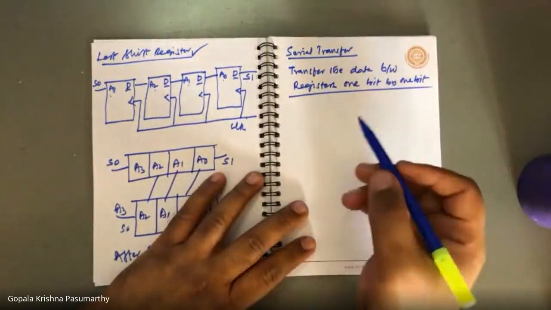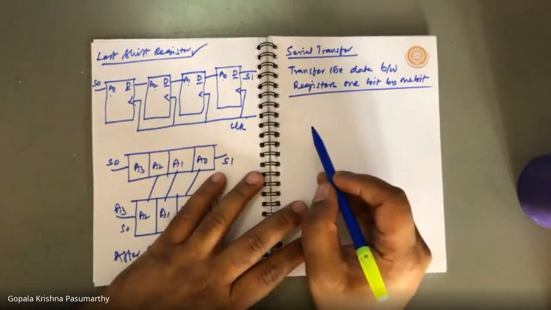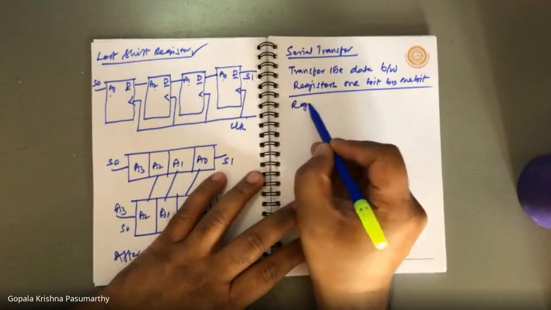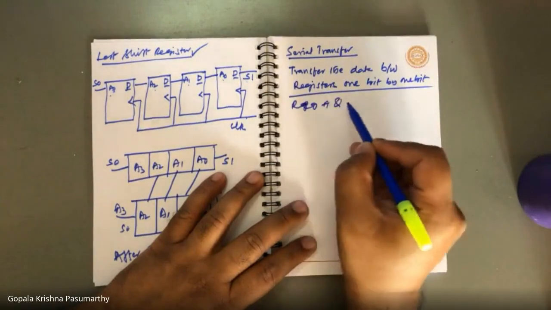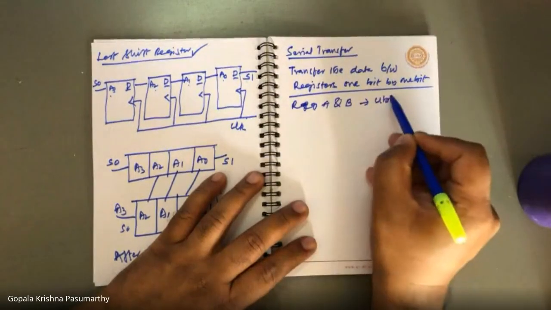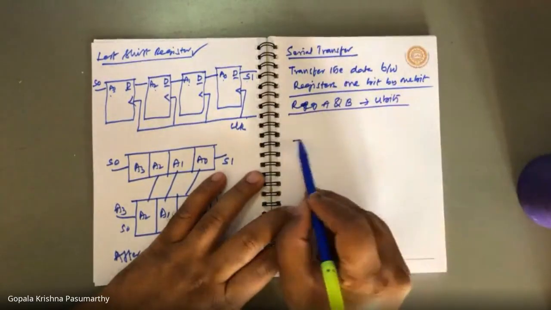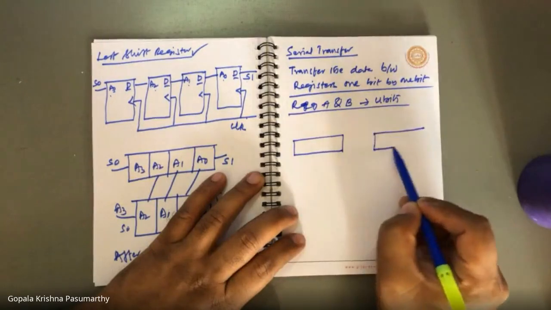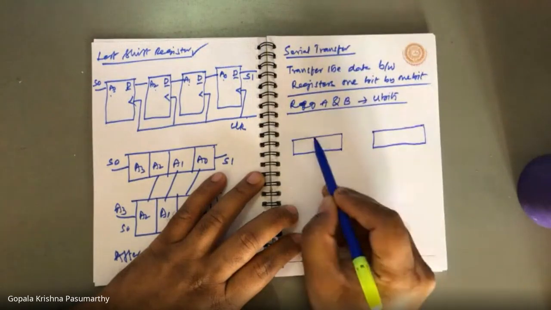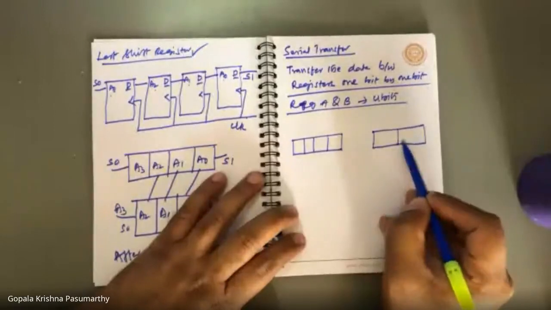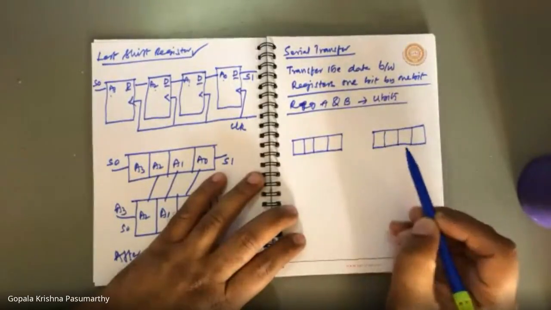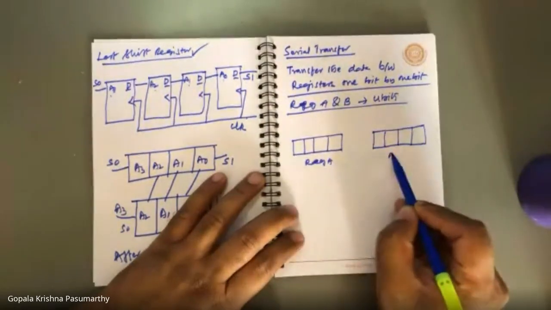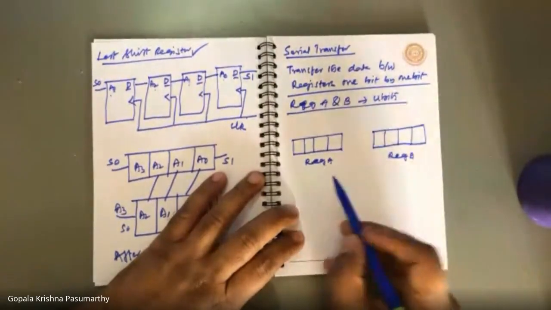Got my point? For example, to understand the serial transfer in a better way, let me take the example of 2 registers A and B. Both are of 4 bits. See, this is how the design looks. So I have 2 registers A and B. Fortunately, both are of 4 bits. Let us say this is my register A and this is my register B.